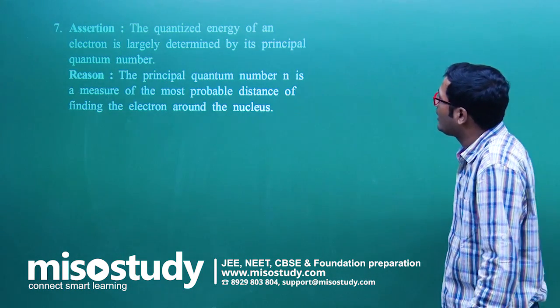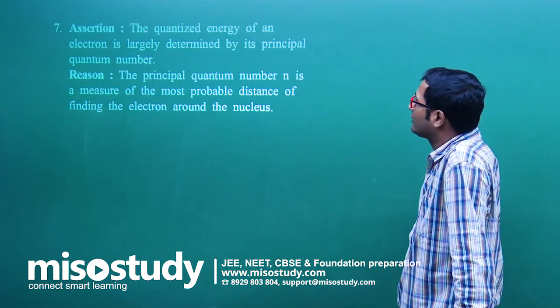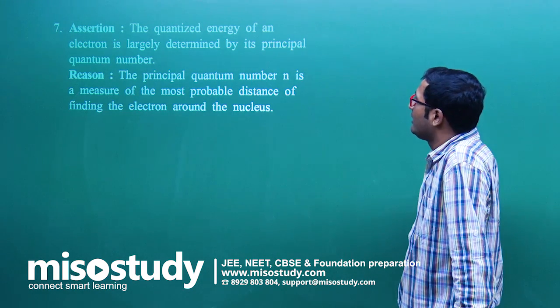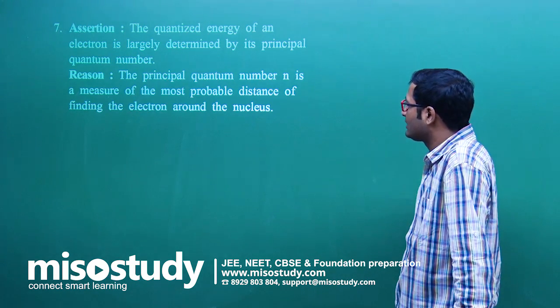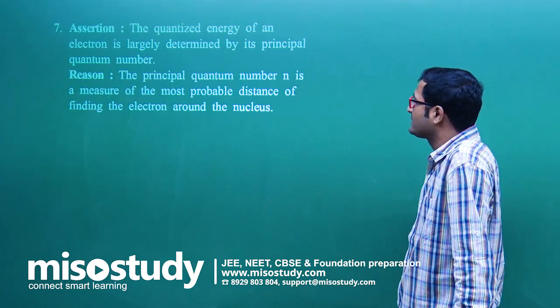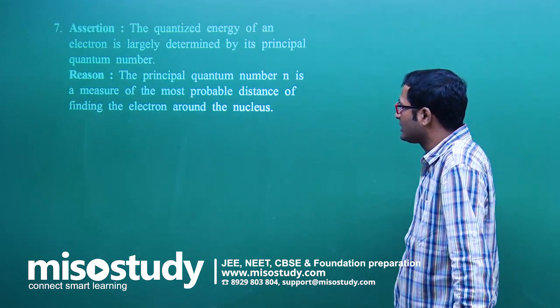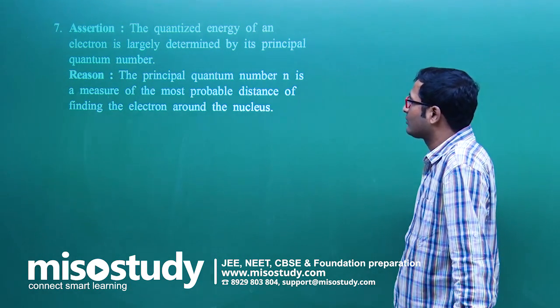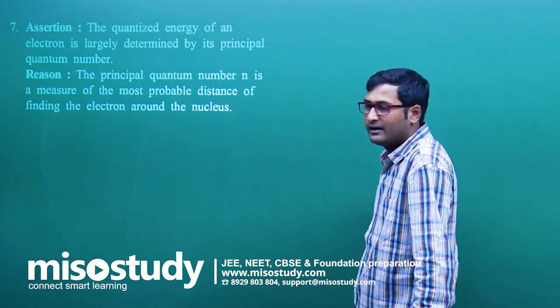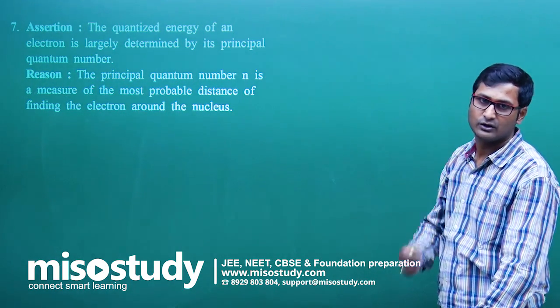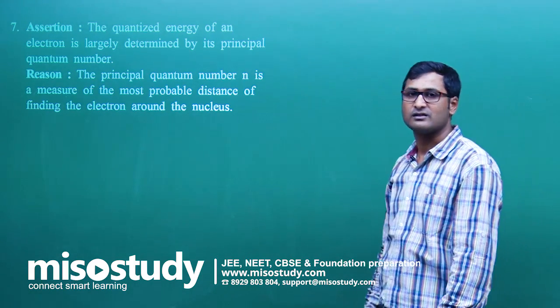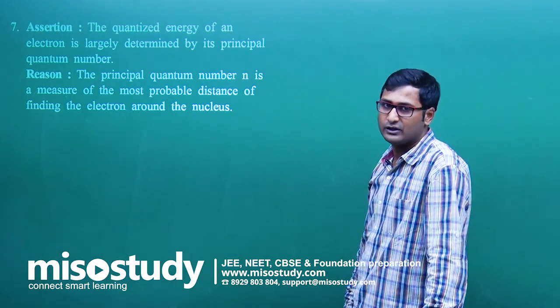Next one: the quantized energy of an electron is largely determined by its principal quantum number, and the reason is that the principal quantum number n is the measure of the most probable distance of finding the electron around the nucleus. Read. I cannot solve this question. I will not solve this question. You have to solve this question. This is a simple logical question, a completely theoretical part.